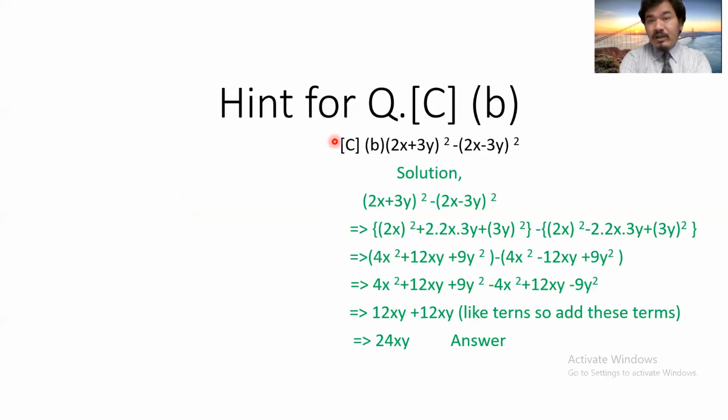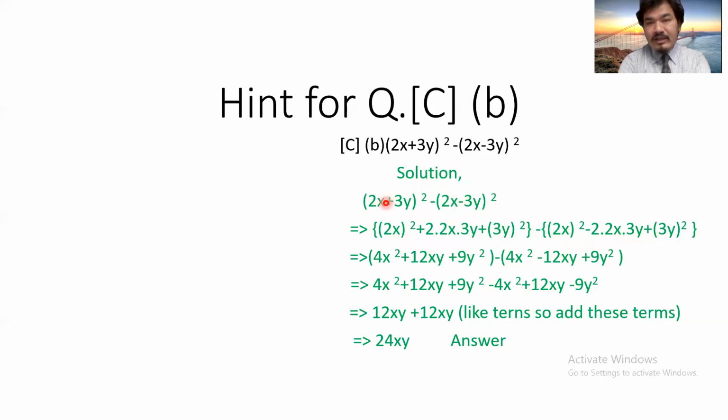Look at question number C, B. In C there is B1, and it is given: 2x plus 3y whole square minus 2x minus 3y whole square. Write the solution, and after that write the same question again. As I told you, if there is a minus, please keep all the values you open in brackets. That's why all the terms are kept in curly brackets here, and here also.